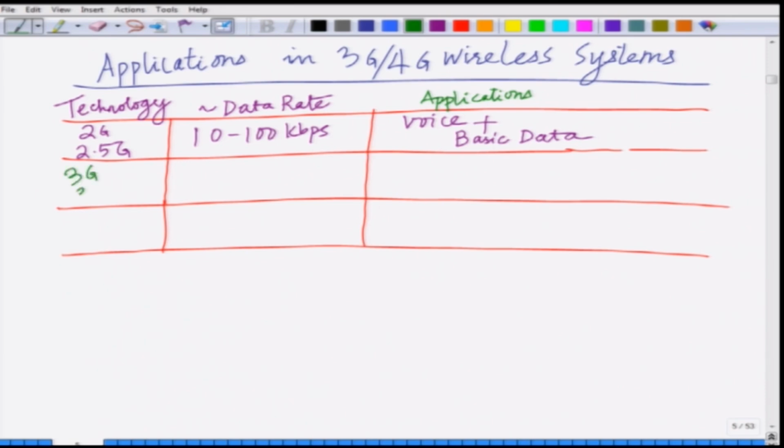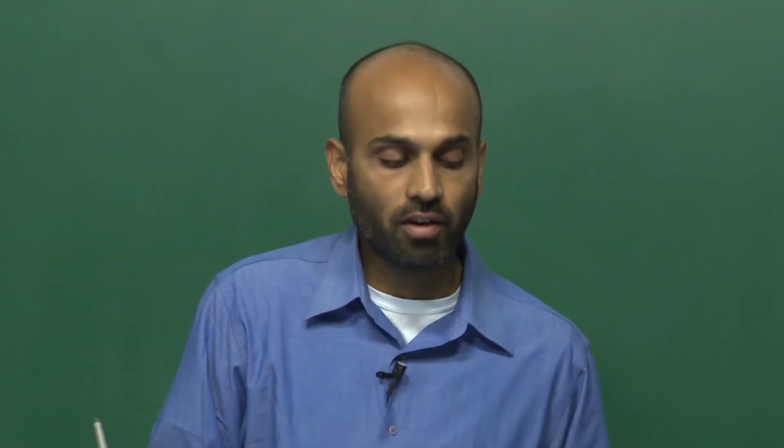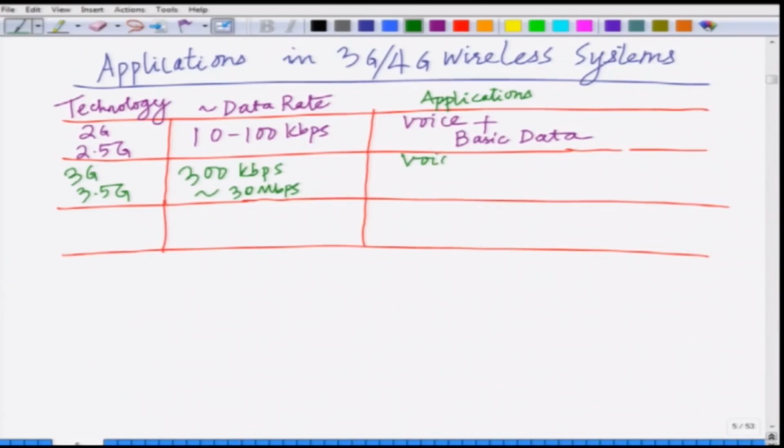In 3G and 3.5G systems, we have data rates approximately 300 kilobits per second to approximately 30 megabits per second, and this enables a whole many more applications than what were possible in 2G and 2.5G systems, such as voice, high speed data access plus video calling and so on.